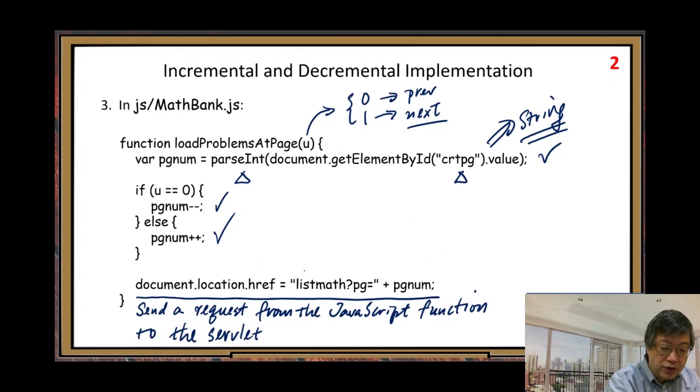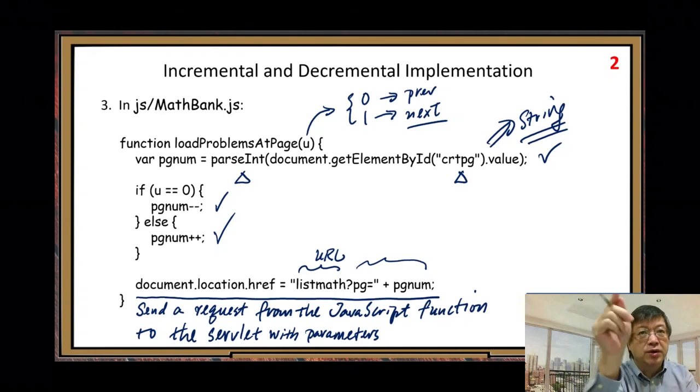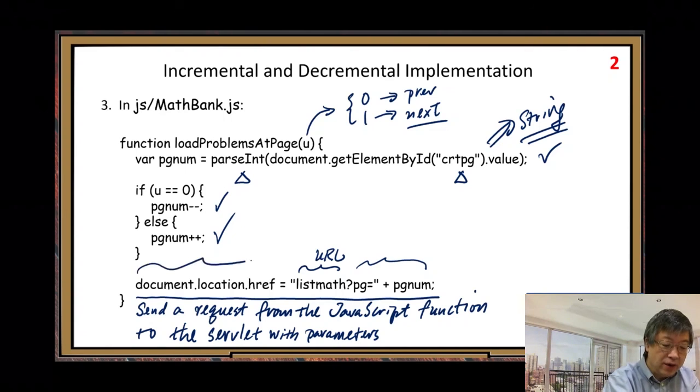Look at this. This is the servlet URL pattern. List math, then the parameter. Here we only send one parameter. You can send multiple parameters if you like. The page number: we call that servlet, but at the same time we tell that servlet what page we want to see. So here, use this way.